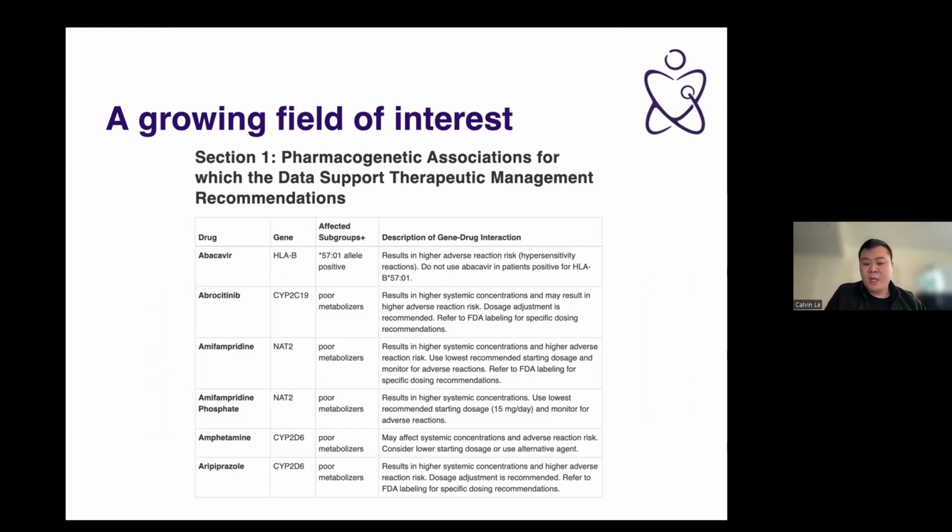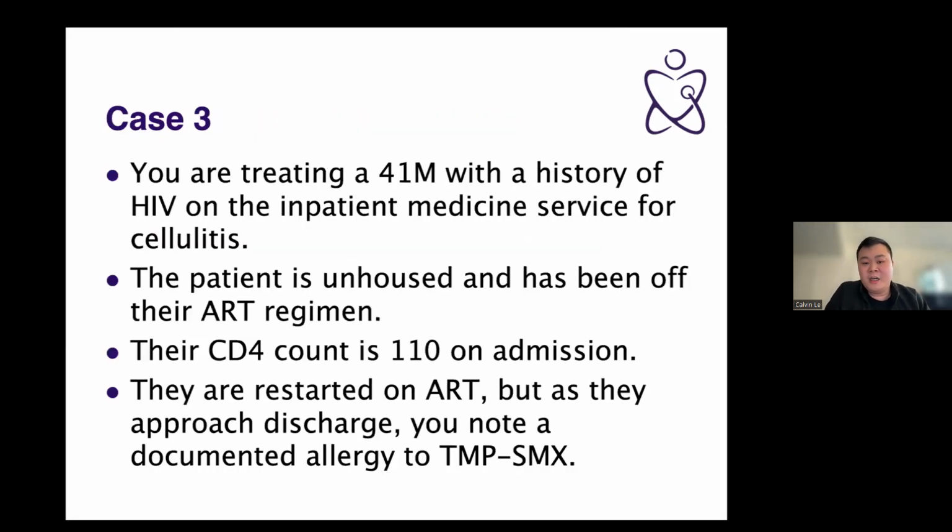So we'll go over cases for two meds that I think are important and commonly encountered from a general internist side. The first case is a case that I saw at Harborview. So you're treating a 41-year-old gentleman with a diagnosis of HIV on the inpatient service for unrelated cellulitis. Unfortunately, the patient is unhoused. He's been off his ART regimen for a while. CD4 count is 110 on admission.